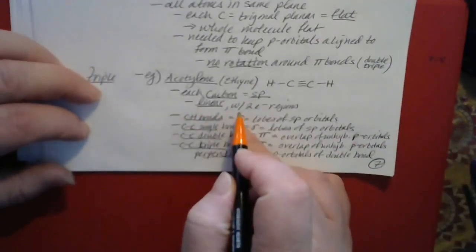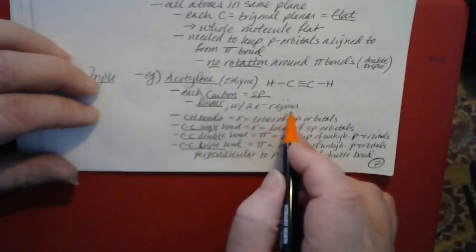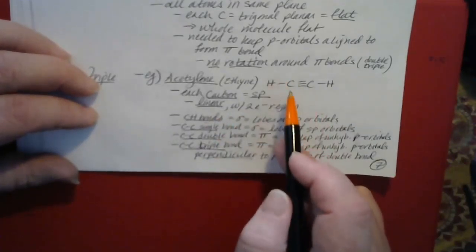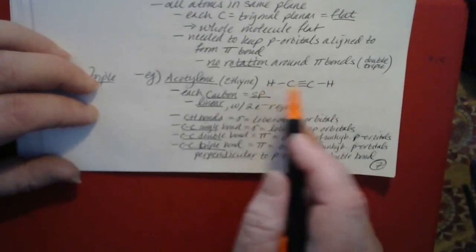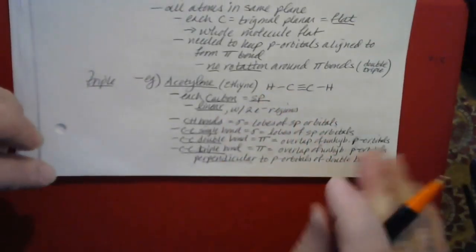The electron geometry for sp hybridization is linear, and there are no lone pairs on either of the carbons, so that means each carbon is linear in molecular geometry as well. And that also means then that the entire molecule is linear. And also flat, for that matter.